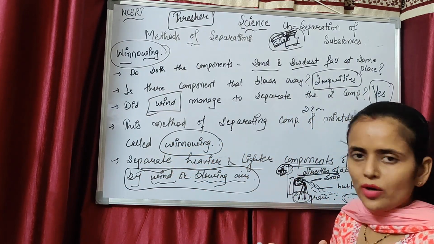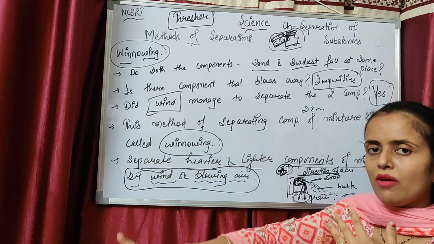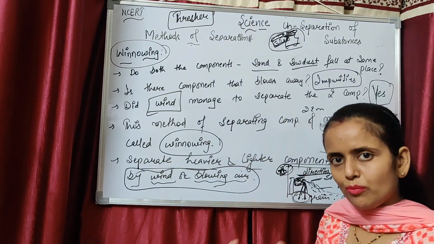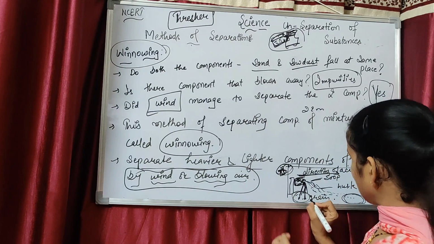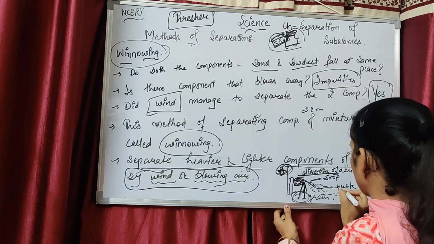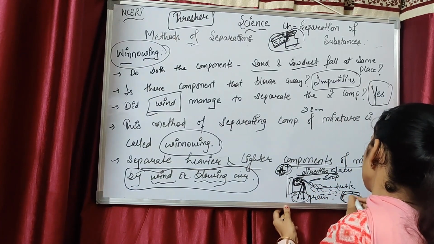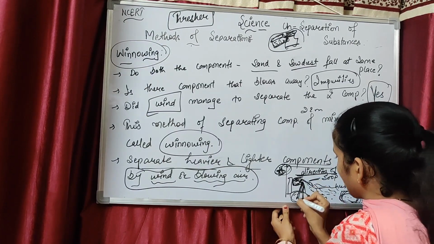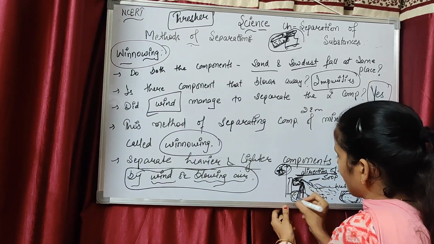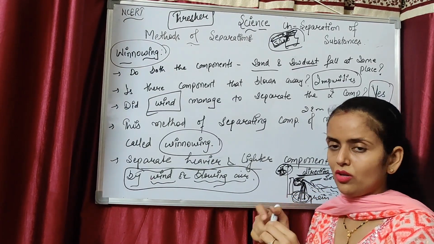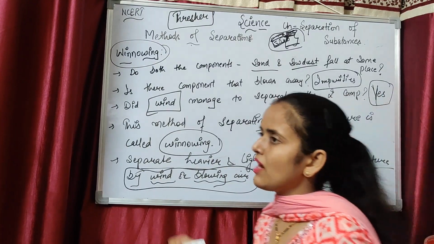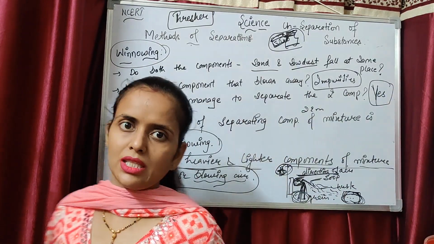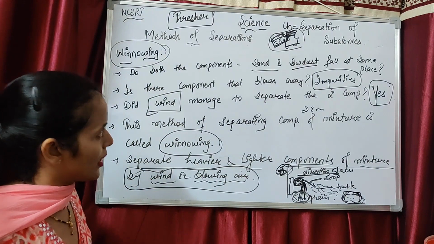The impurities, or those lighter in weight, will blow away from the proper grain like this, blown away with the help of wind, and make a heap at the other place. The grains just below the soup make a heap of only and only pure form of grain. So we have to separate the impurities like this by the method of winnowing.